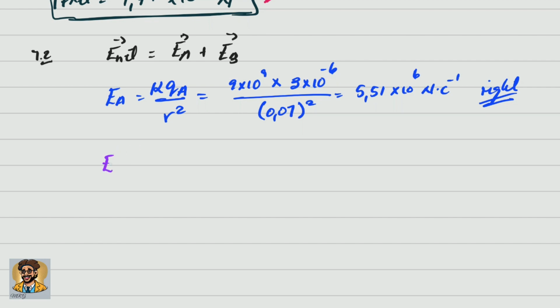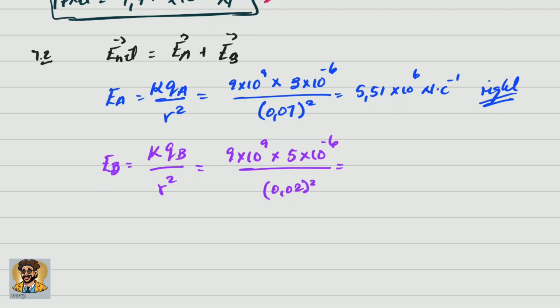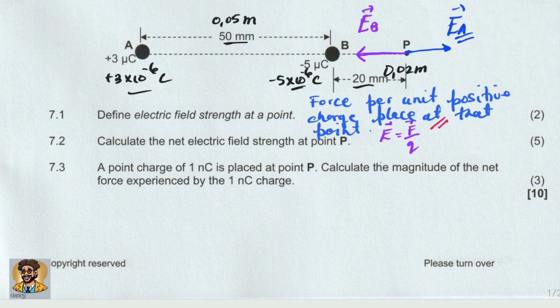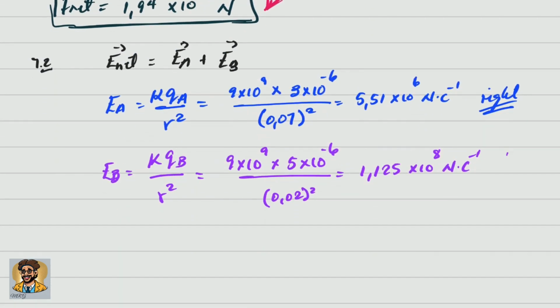For EB, the same formula, we just change the charges and the distance. So we substitute. Now remember, during this substitution you do not substitute the signs in this specific formula, only the magnitude of the charges. So here we get that this one is 1,125 times 10 to the 8 Newton per coulomb, and this one, if we go back to our drawing here, went to the left. So this one is left.